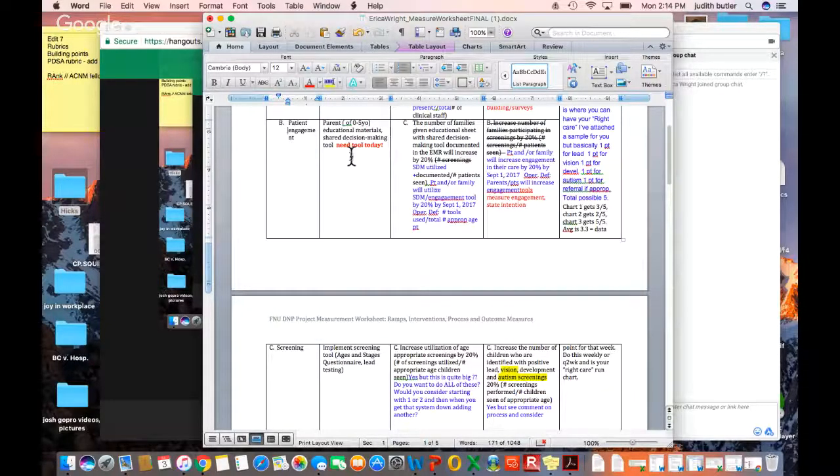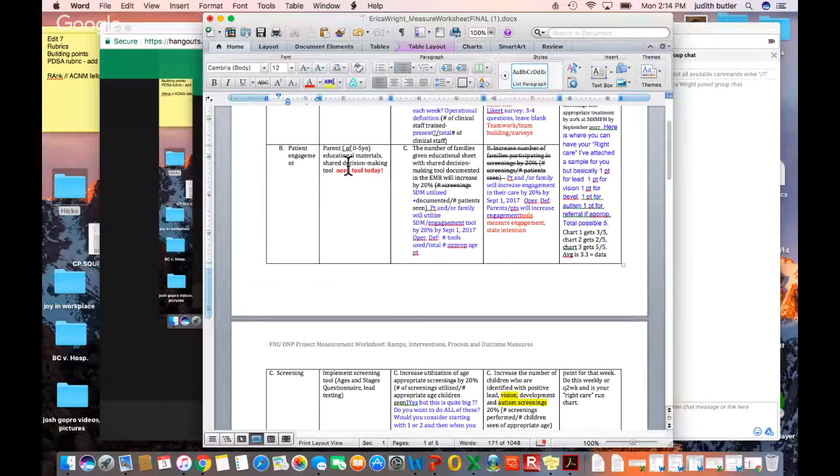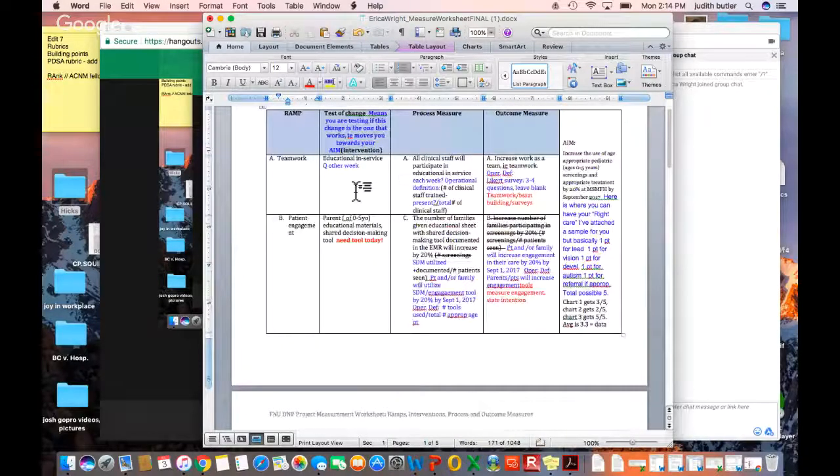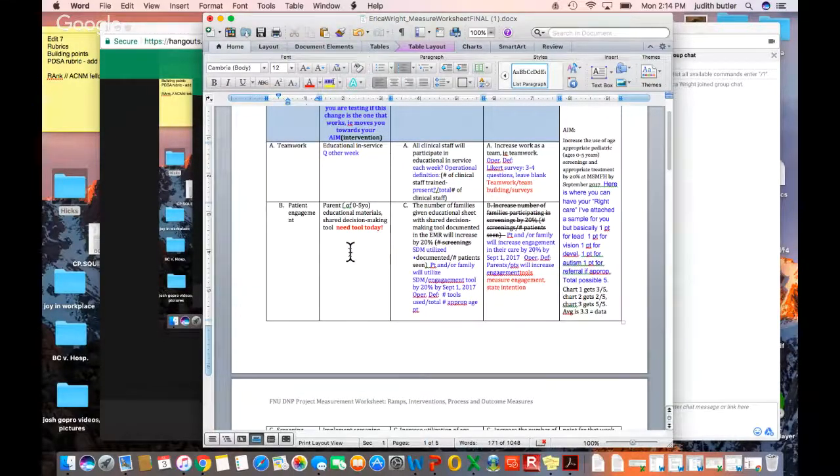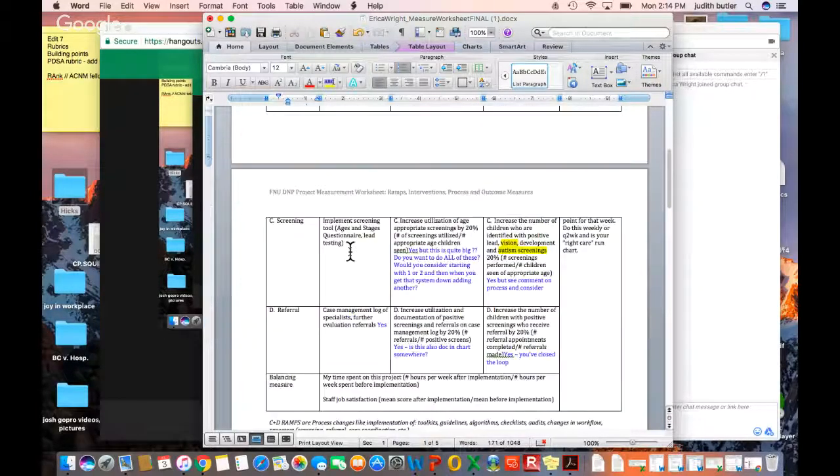Patient engagement materials, shared decision-making tools, or whatever, your teamwork. These are what your tests have changed. So you're going to have an educational something every other week, huddle, in-service, whatever, team building activity. So this is the general category of what you're doing. You're going to have this shared decision making. You may cut out a question, add a question, change the form, not change the form. Here's your screening tools that you're going to use to start with and see how they go.